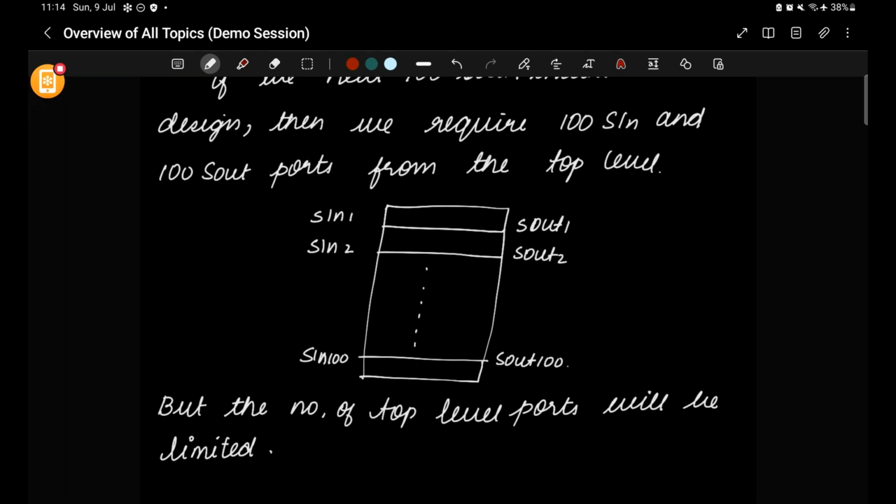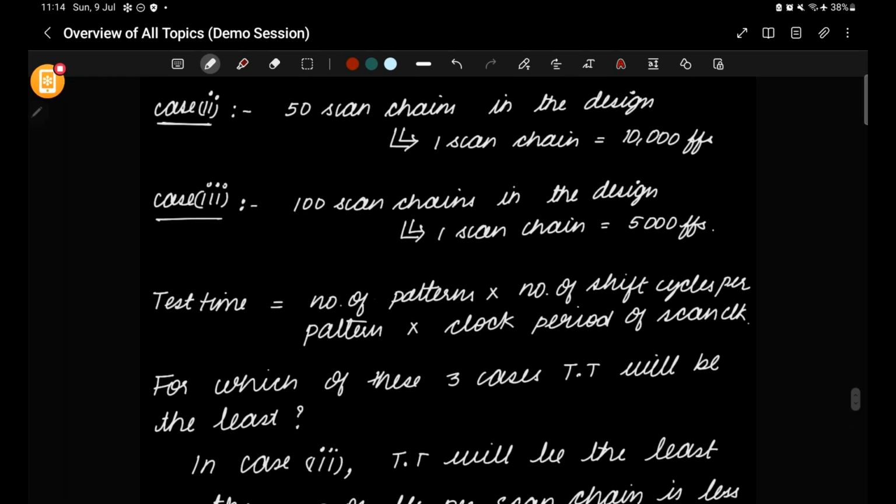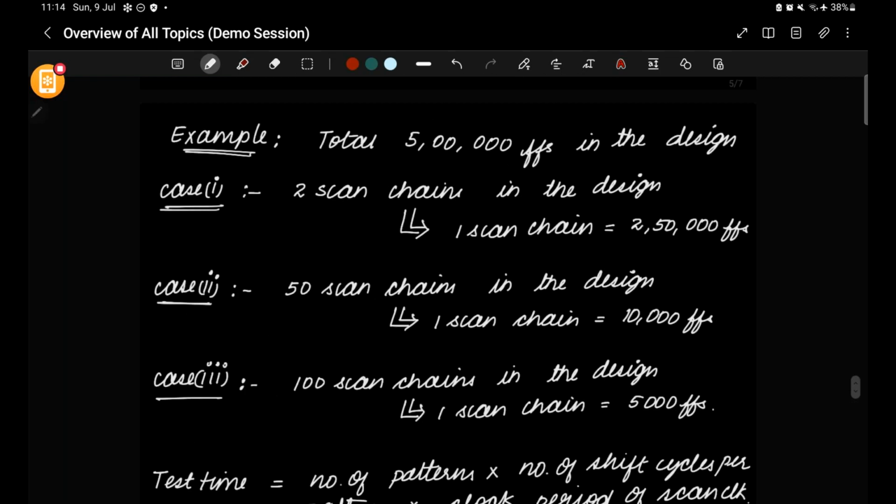If we have a limited number of top level ports, and we stitch into just 2 scan chains, then we are consuming fewer ports from top level. But the problem is, with only 2 scan chains, one scan chain has 2,50,000 flops. So 2,50,000 shift cycles will be required per pattern, and hence test time will increase. So what is our problem? With two scan chains, the number of ports from top level is reduced, but the test time increases. If we go for 100 scan chains, then test time reduces, but the number of ports from top level increases, which is not possible. It is not possible to get 200 ports from top level.